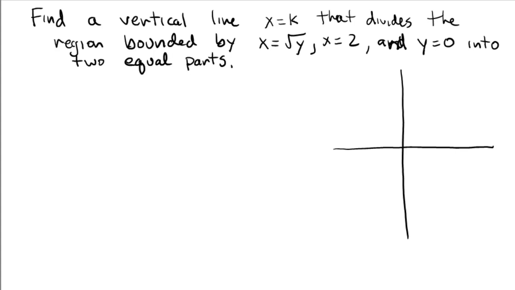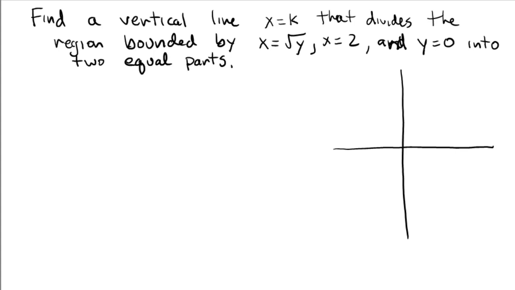Okay, this really cool problem is asking us to find a vertical line that divides a region bounded by these three curves, well, one curvy thing and two lines, into two equal parts. So to do this, let's first figure out what this region looks like.